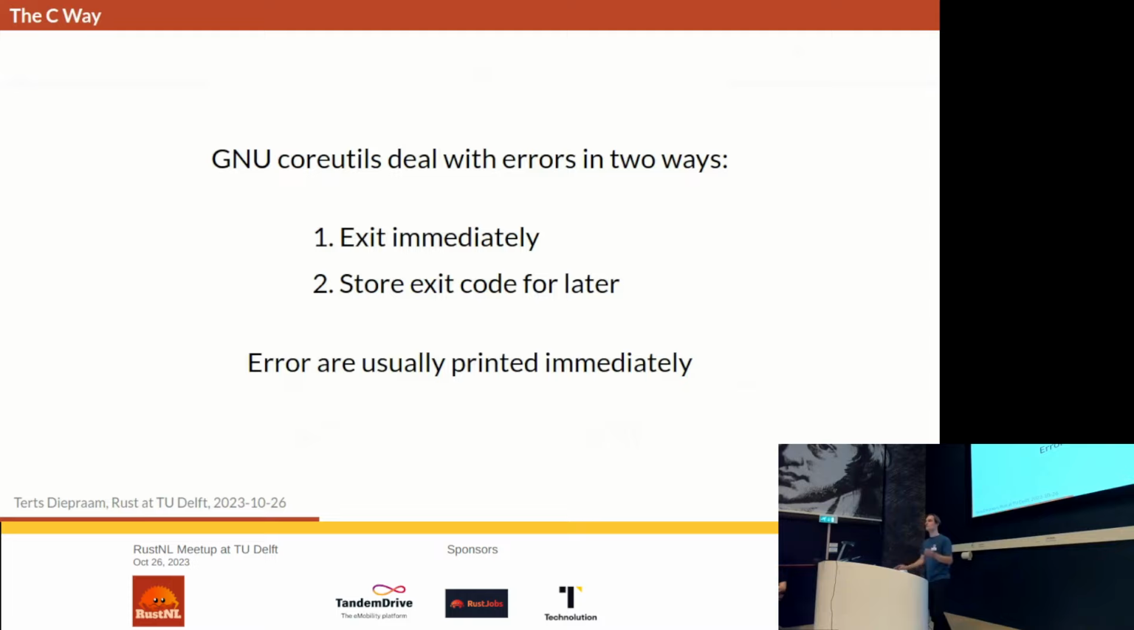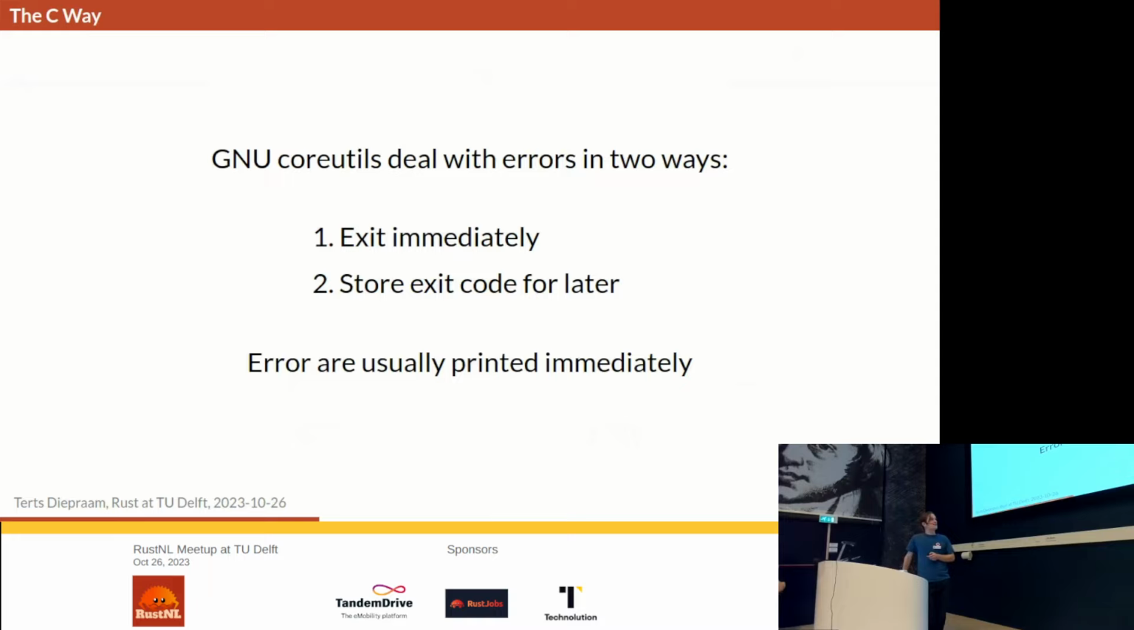And what they do is they print the message always immediately. And then they either exit the program, just call the equivalent of std process exit, right? Or they store the exit code for later. So if you have, for example, multiple files that you want to process, let's say multiple files that you're removing with the rm command, then if one of them fails, it will still try to do the other ones. It's just going to print the error and remember that a failure has happened and then exit with a 1 exit code.